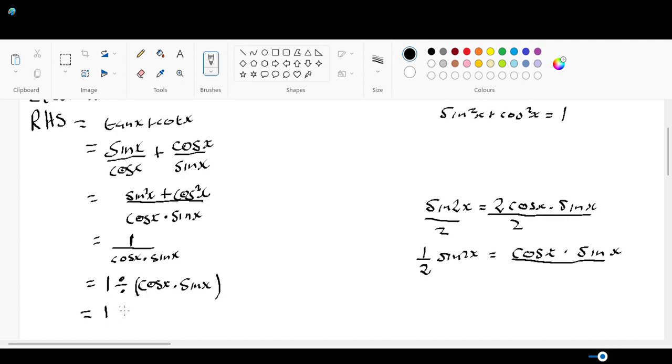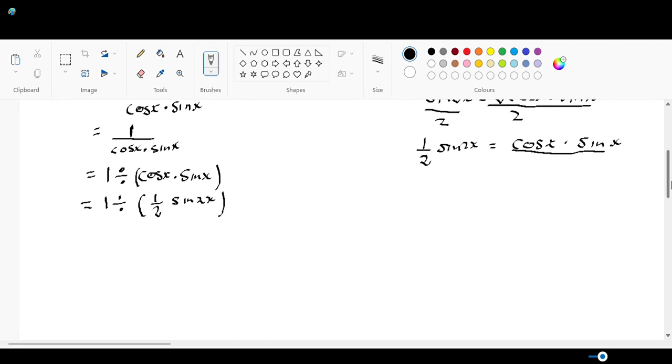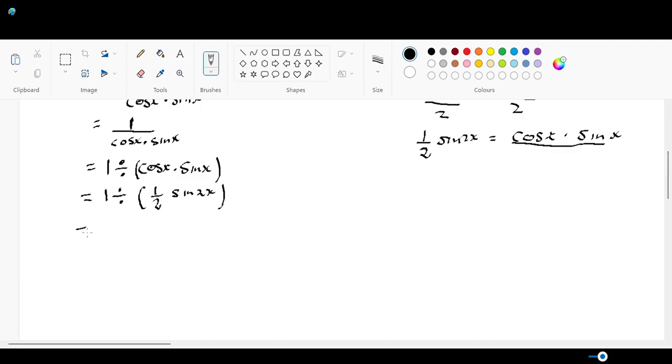We can substitute that one. So we can say 1 divided by, now we have half sine 2x. Right, so we can substitute by that one. Now with what we have, let's continue, and now we can say 1. Now we can change the denominator here. Let me just divide by 1 here, because some people might not be able to see. We can change here and do the multiplication.